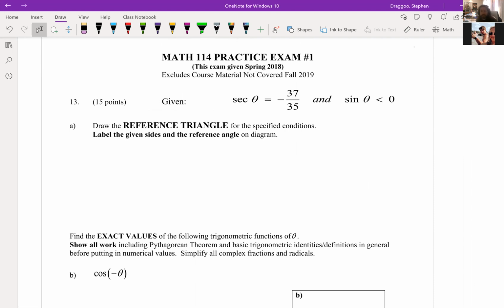Question 13. Draw a reference triangle and label some stuff and then solve a few things. So what have we got? Secant of theta is equal to -37/35, and sine of theta is negative. So if both secant and sine are negative, we must be in quadrant 3. Let's try that one more time. 1, 2, 3. Quadrant 3.